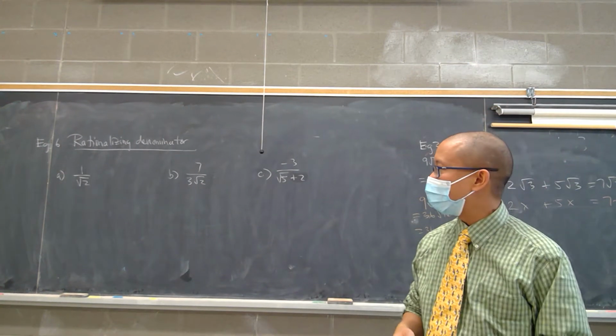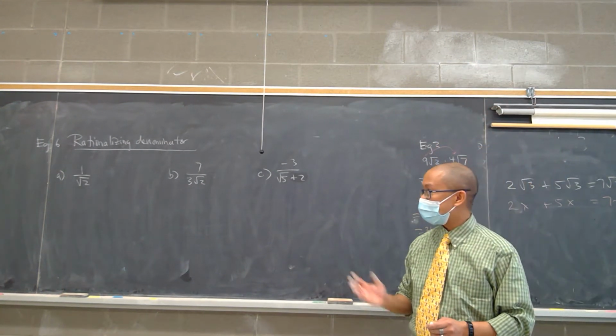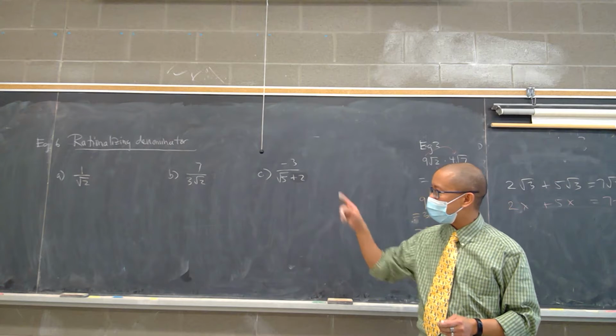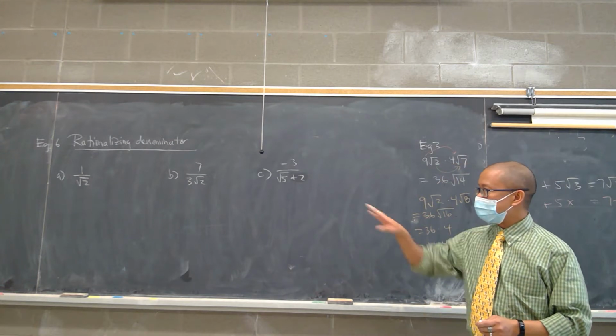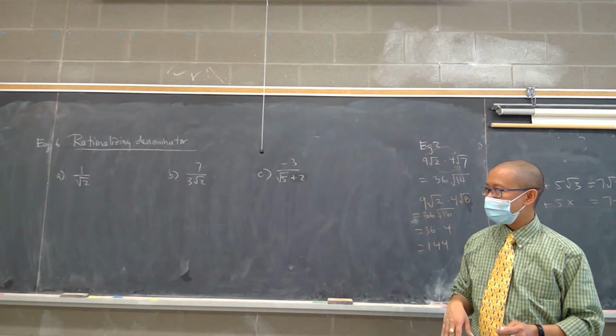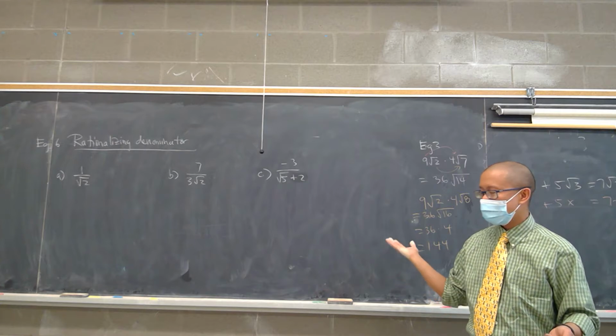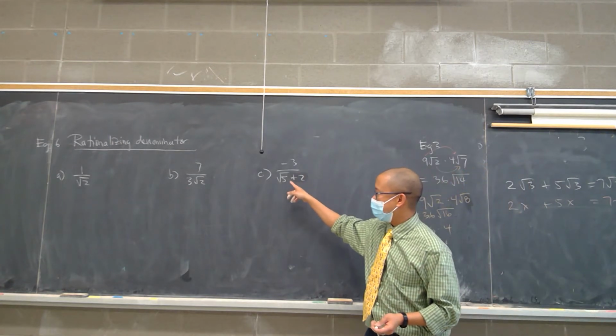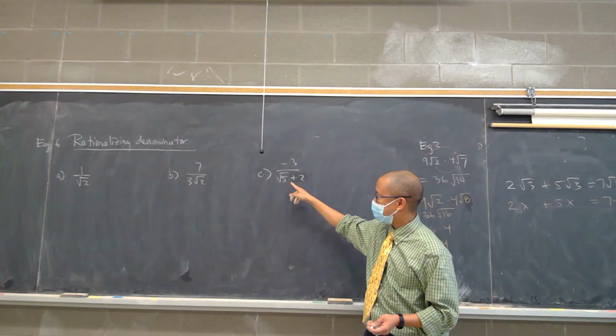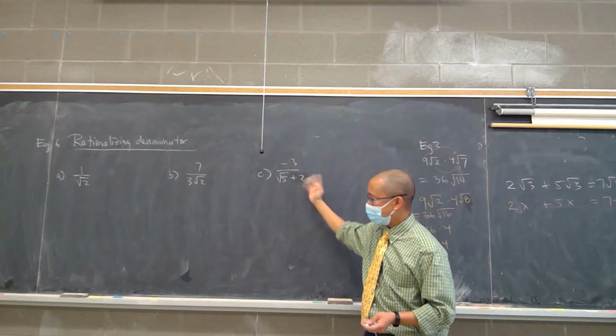So this is part 2 of our radical lesson, which is kind of new for a lot of us in grade 11. It's called Rationalizing the Denominator. Now these expressions that you see, they're in exact form. So somebody's saying, Mr. Jones, what are you talking about? Notice example 6, question C. Negative 3 over root 5 plus 2.